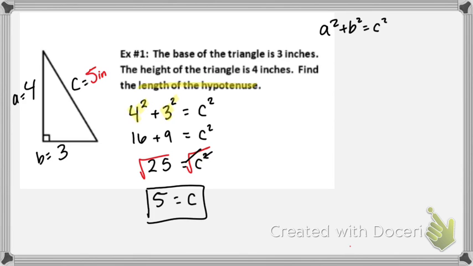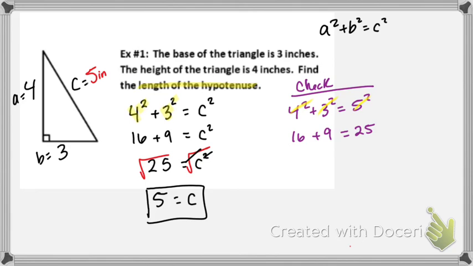Okay. If you wanted to check your answer, we can. We got 4 squared plus 3 squared equals 5 squared. That's what we said. I'm going to simplify all the squares. So that's 16 plus 9 is equal to 25. Okay. 16 plus 9 is 25, which is equal to 25. Yes, it works out. I know this is a right triangle with the hypotenuse length of 5 inches.